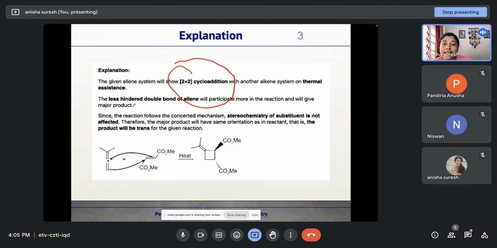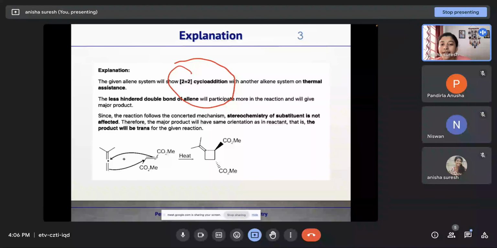Then the less hindered double bond of the allene will participate more in the reaction and will give the major product. So this is the less hindered double bond. It will be taking part in the 2 plus 2 cycloaddition reaction rather than this double bond. Okay. So this double bond will be taking part in the 2 plus 2 cycloaddition reaction with this alkene.